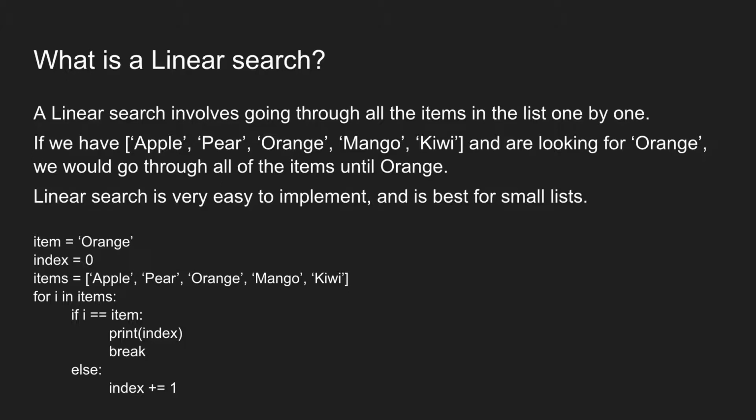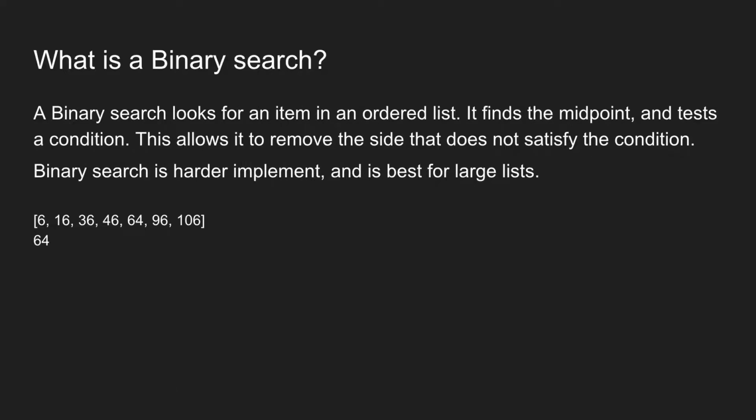But if we have orange, it's going to do apple, then it's going to add 1. Pear, add 1, so we're at 2. And then we can see the second index is orange, so we would get the right result.